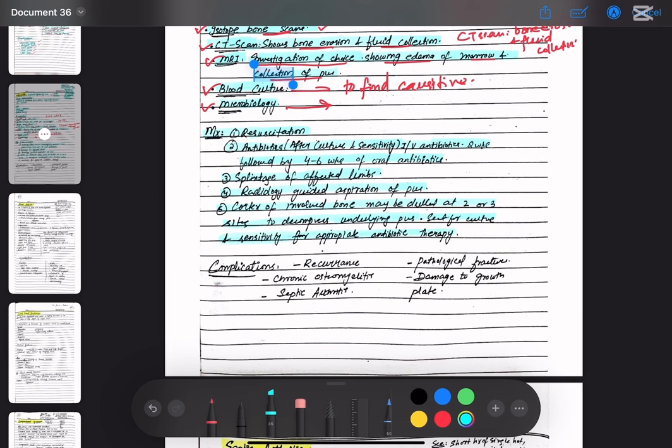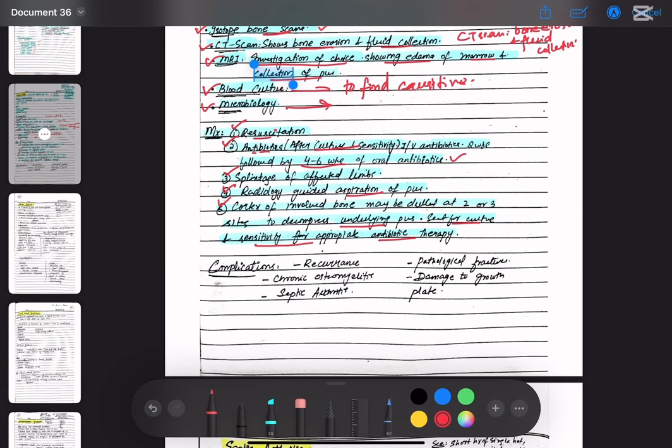Okay, so the management options are resuscitation. The antibiotics are given after culture and sensitivity, and intravenous antibiotics are given 2 weeks followed by 4 to 6 weeks of oral antibiotics. Then splintage of the affected limbs is done, and then radiology guided aspiration of the pus is done, and then cortex of involved bone may be drilled at 2 or 3 sites to decompress the underlying pus, and it is sent for the culture and sensitivity for appropriate antibiotic therapy.